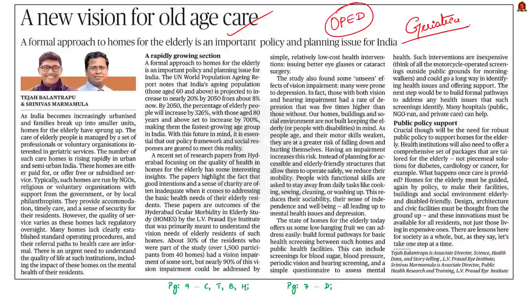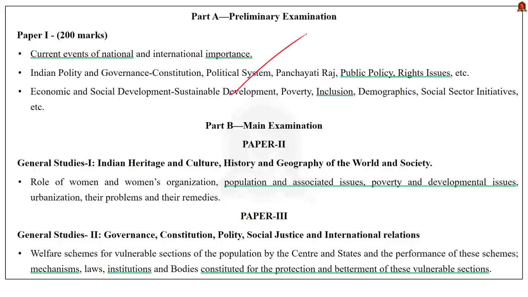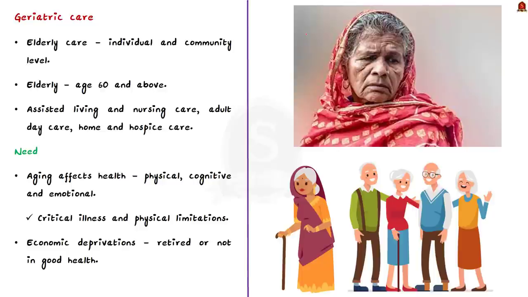In this discussion, we are going to see what is geriatric care, its need, issues in it, and the way forward. But before that, the syllabus relevant to the article is given here for your reference. Please go through it. First of all, geriatric care means elderly care or the care of elders. So the word geriatric indicates elder people. Here, elderly would be persons of age 60 and above. This care of elders encompasses the care at the individual level as well as at the community level.